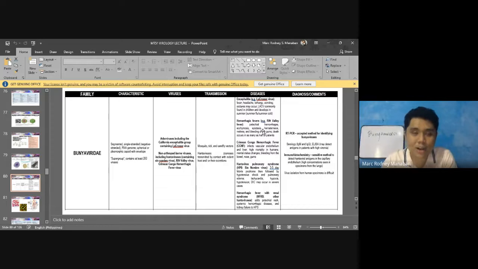Again, it's the same as with your Arenaviridae. There are petechiae, you have bleeding also, internal bleeding. Crimean-Congo hemorrhagic fever, of course, infects the liver. And it may lead to high mortality, and bleeding may also occur.